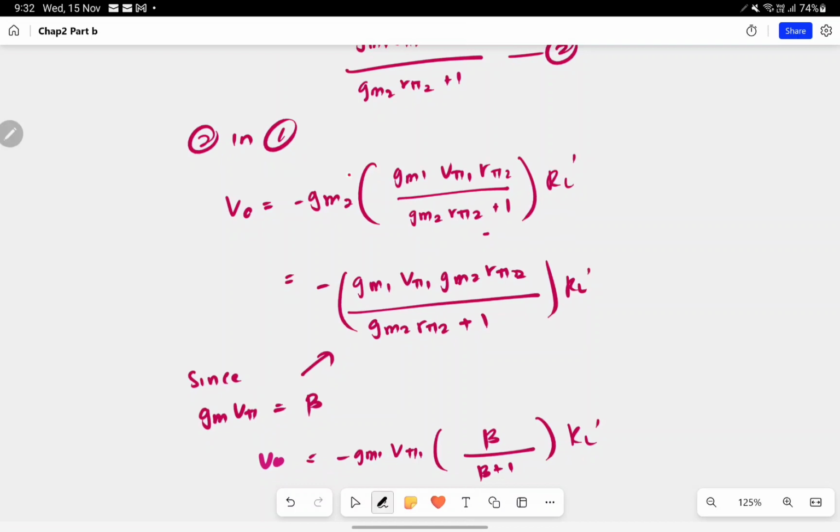So I bring GM2 inside the equation. We can realize that we have GM2 R pi 2 and GM2 R pi 2. So if GM times R pi, we get a new relation which is equal to beta.